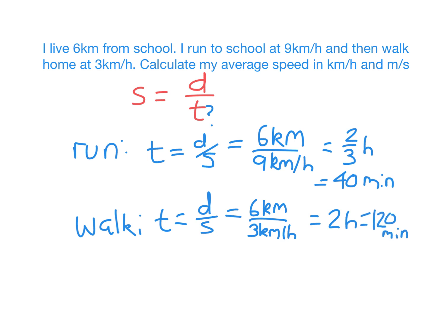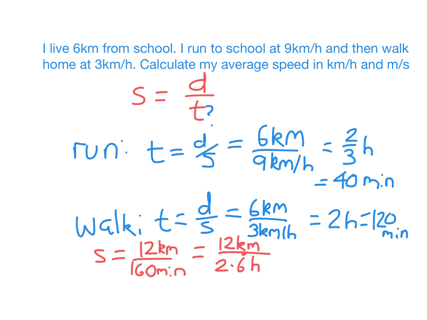Okay, so what then is my average speed? As I said, the total distance is 12 kilometers. Now, the time taken is 40 plus 120. It's 160 minutes. But the question asks for speed in kilometers per hour. Well, I've got the kilometers part, but not the hours part. So 160 minutes, how many hours is that? If you want to know, divide by 60. If you divide by 60, you get 2.6 recurring. It's 2 2/3 of an hour.